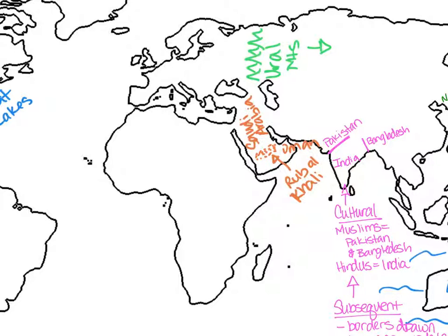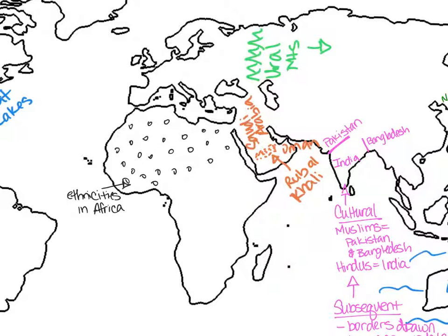So you've got lots of different groups in Africa. These little circles, and I'm not going the whole way, are going to represent all of Africa's ethnicities. So pretend I drew those all throughout Africa. So these are ethnicities in Africa. These exist there, right?